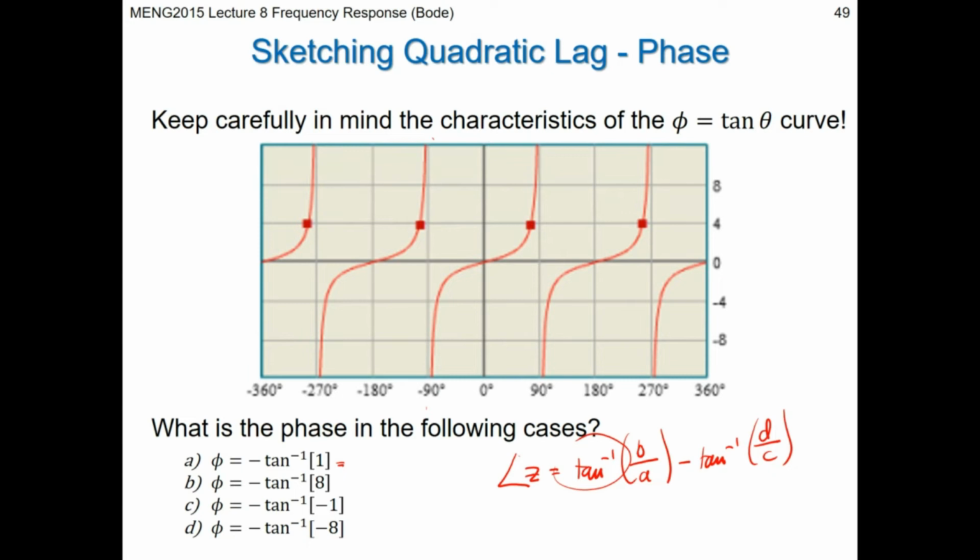Anybody? Pretty easy. Just stick it in your calculator and you get it. Yep, 45 degrees, right? So arctan of 1 is 45 degrees.